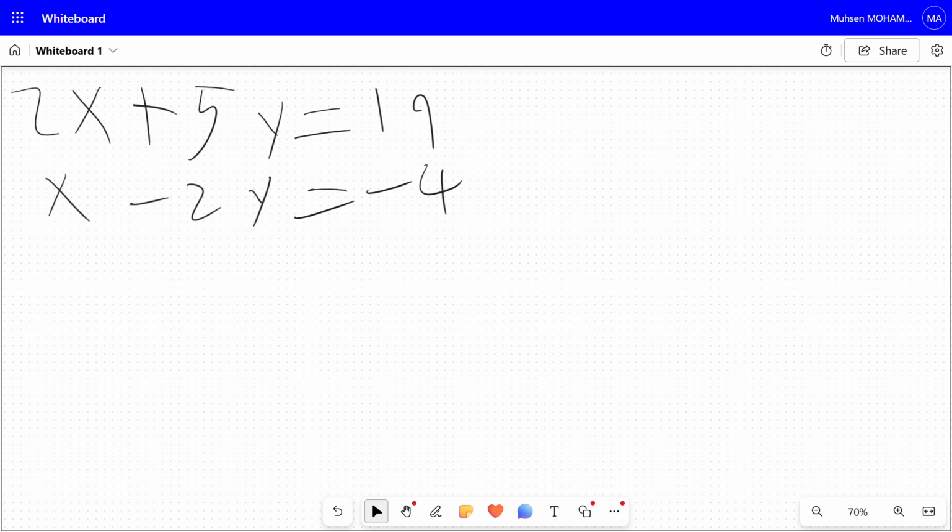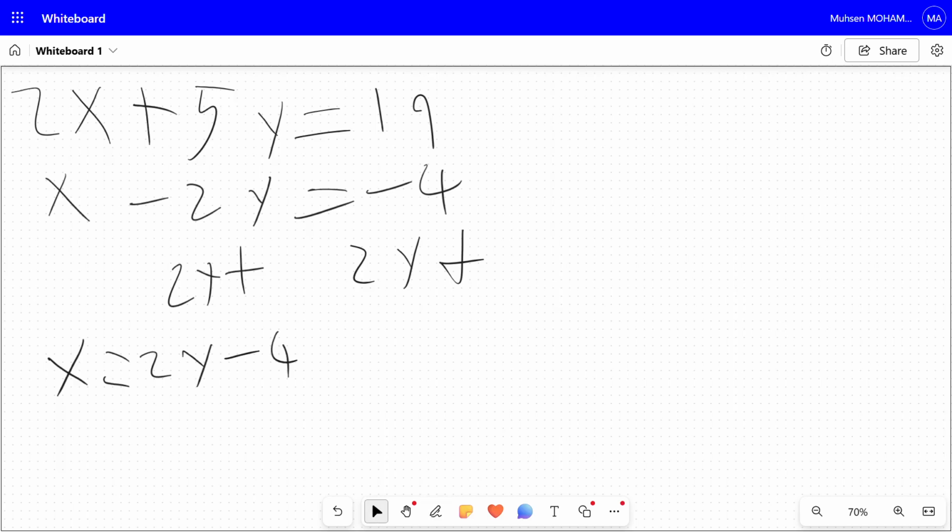What I can do here is just isolate x. It would be easier to do in the second equation since I don't have to divide or multiply. I just have to add y on both sides, which will give me x is equal to y minus 4. So just like we did in the previous equation, we will plug this into the first equation.